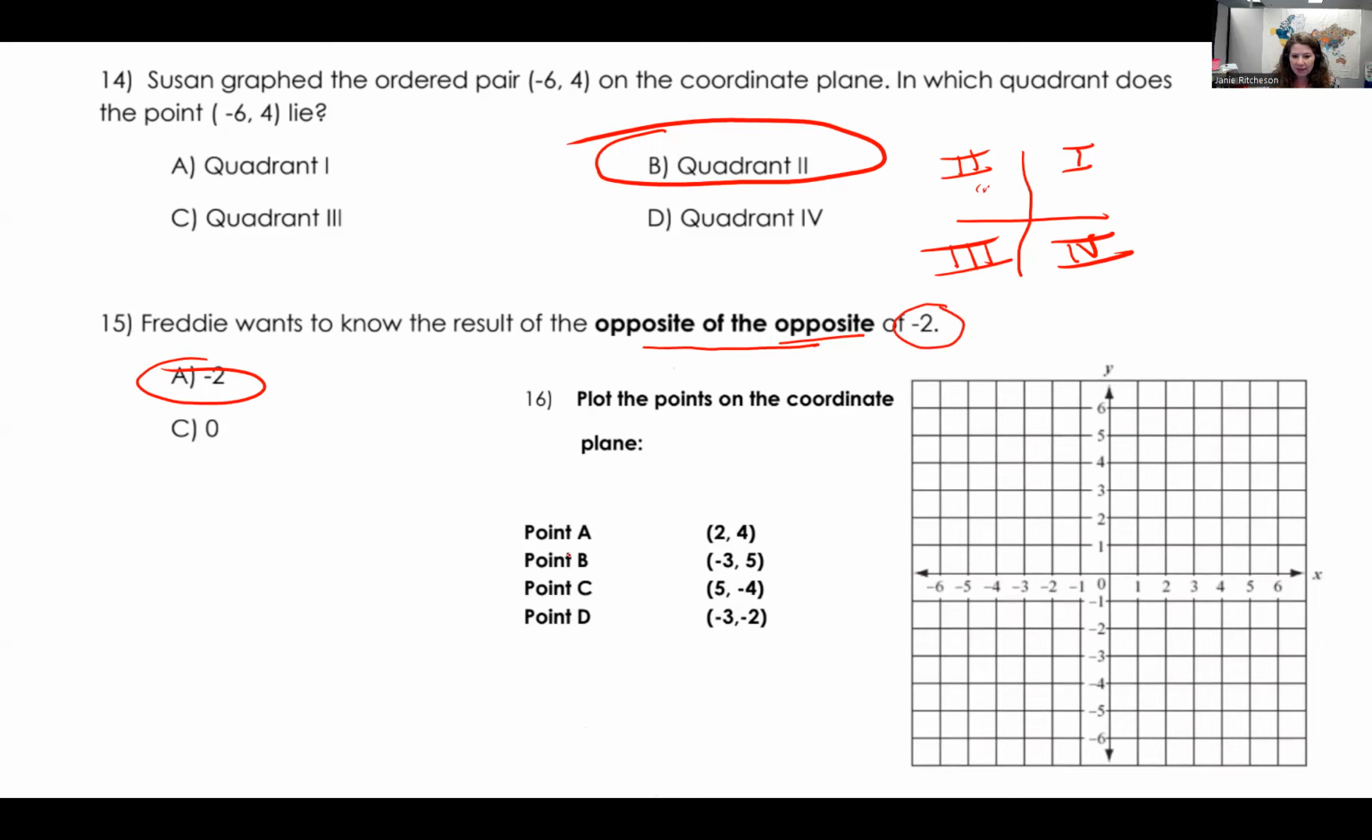All right, number 16, plot the points in the coordinate plane. So plot point A, we always start at the origin. So we're going to go right 2, up 4. So there's A. All right, start at the origin, go left 3, up 5. That would be B. Here we're going to go right 5, down 4, which is letter C. And here we go left 3, down 2, letter D.